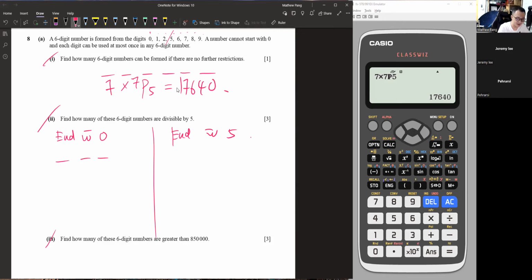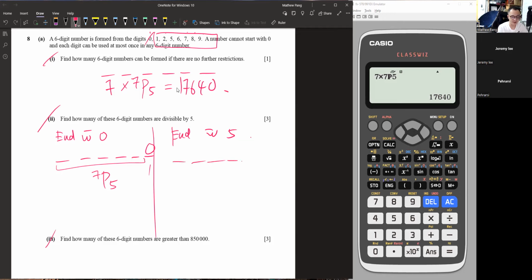Okay, ending with 0 first is very simple. The last digit is 0. It's only one way. So I cannot use 0 anymore. So I have another 7 choices here to fill into the 5 digits here, right? So it's just 7P5 multiplied by 1, which is 7P5.